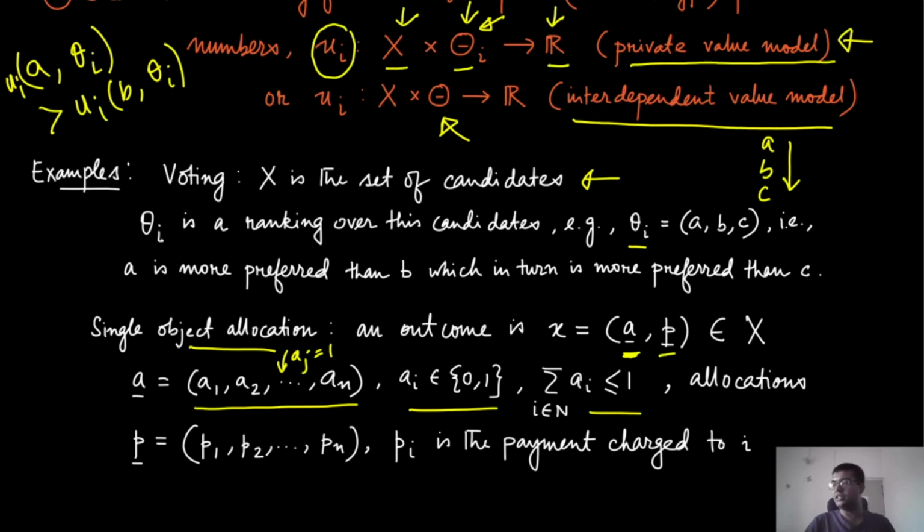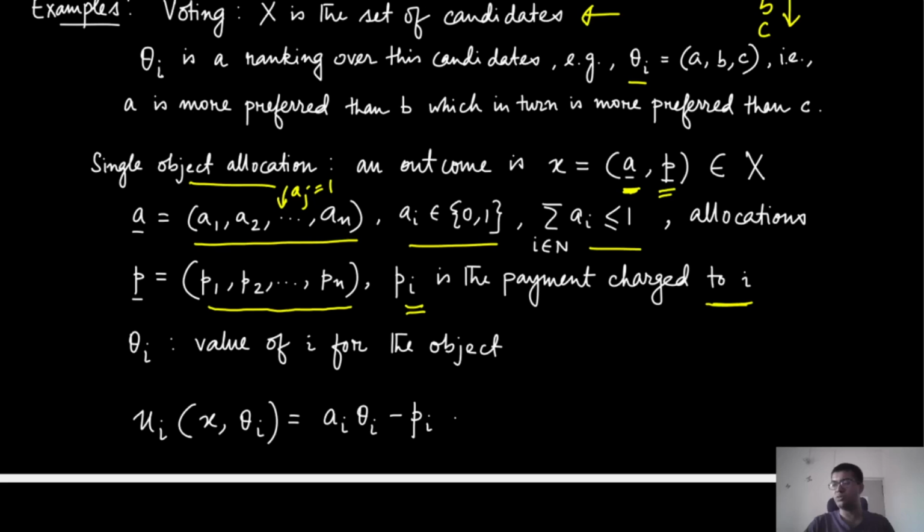And the other element of this tuple in the outcome is the payment. So payment is again a vector for each of these players. So pi is the payment that has been charged to player i. So not only are they allocated that painting, they are also asked to pay a certain amount of money, and that is being denoted by this pi.